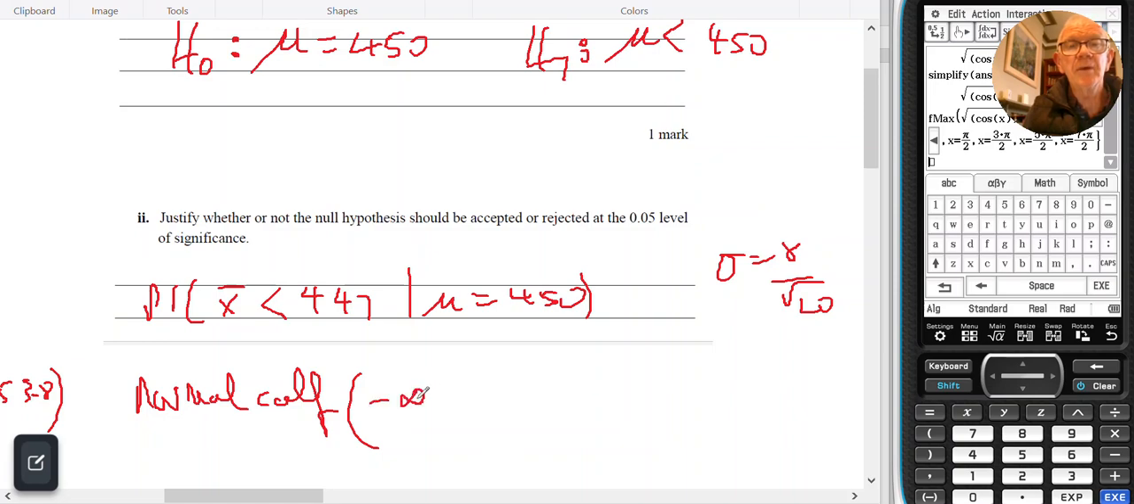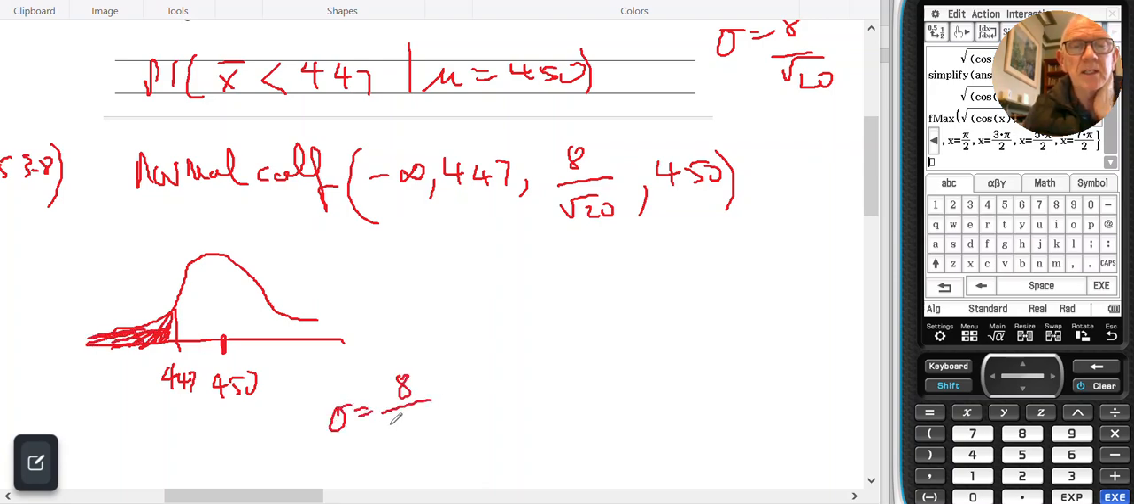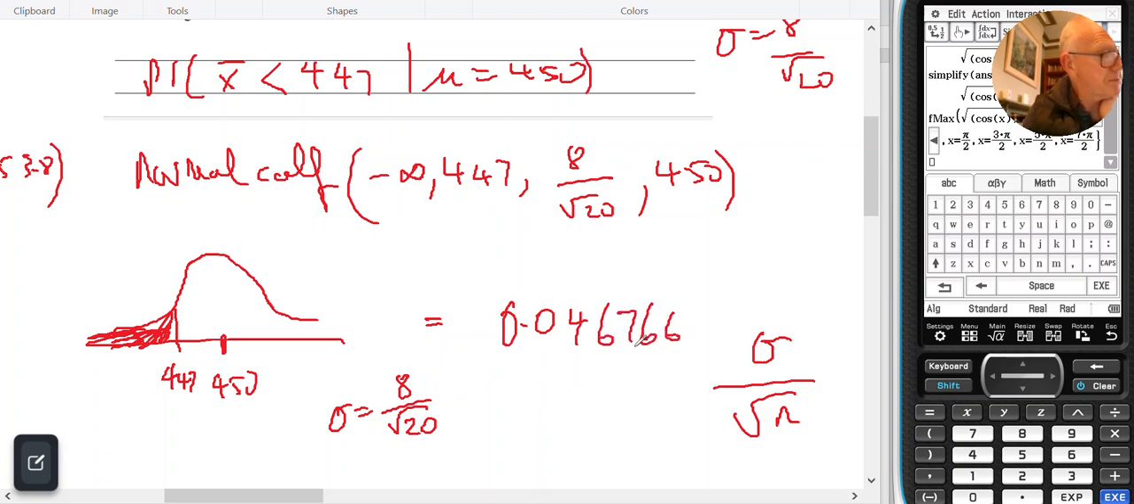So I'm going to do a normal CDF. I want -infinity to 447, given that the standard deviation is 8 on root 20 and my mean is 450. And that will give me a p-value. I want the probability of being less than 447, given that the standard deviation is 8 divided by root 20, because for a sample, the standard deviation is sigma divided by root n. On the calculator, that gave me a score of 0.046766.